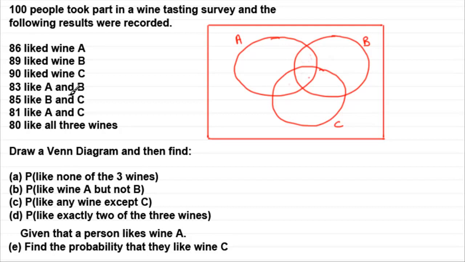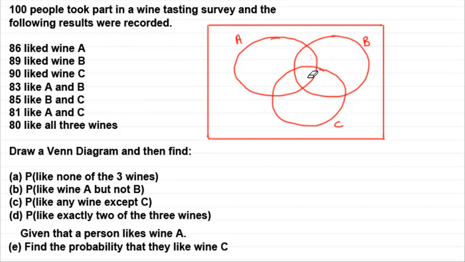Nor can we fill anything in for the 85, because 85 like B and C, that added to that should come to 85. And similarly, 81 like A and C. A and C would be those two regions. So, where do we start? Well, we go right to the end here. 80 like all three wines. That means that value in the middle is the 80. And so often with these kind of questions, you normally find that the number that you can insert tends to be at the end rather than at the beginning.